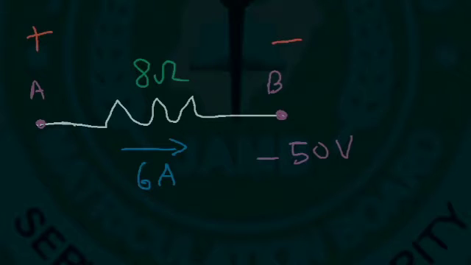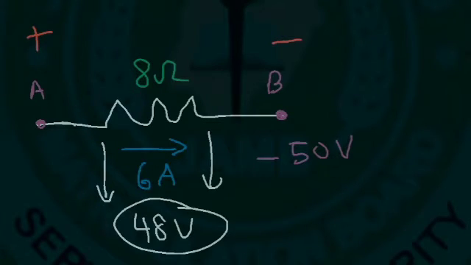So we have 6 amps of current flowing through an 8 ohm resistor. V equals IR. 8 times 6 is 48. So the voltage across the resistor is 48 volts. Now, should we add 48 to negative 50, or should we subtract 48 from negative 50? Since A is at a higher potential, we need to add. Negative 50 plus 48 is negative 2. Negative 2 is higher than negative 50 on a number line.